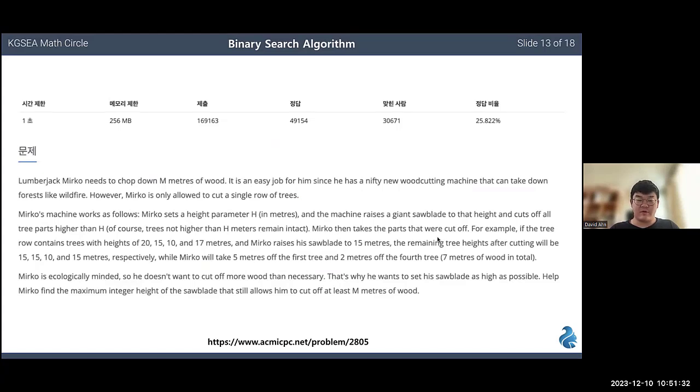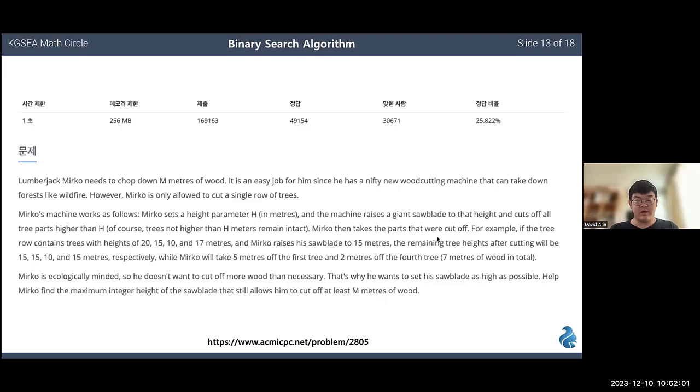Lumberjack Mirko needs to chop down M meters of wood. It is an easy job for him since he has a nifty new woodcutting machine that can take down forests like wildfire. However, Mirko is only allowed to cut a single row of trees. Mirko's machine works as follows. Mirko sets a height parameter h in meters, and the machine raises a giant saw blade to that height and cuts off all tree parts higher than h. Of course, trees not higher than h meters remain intact. Mirko then takes the parts that were cut off.